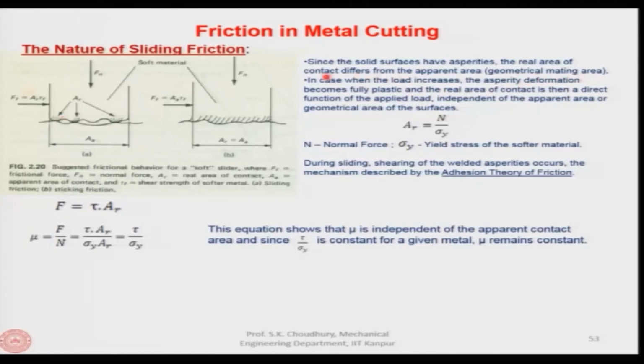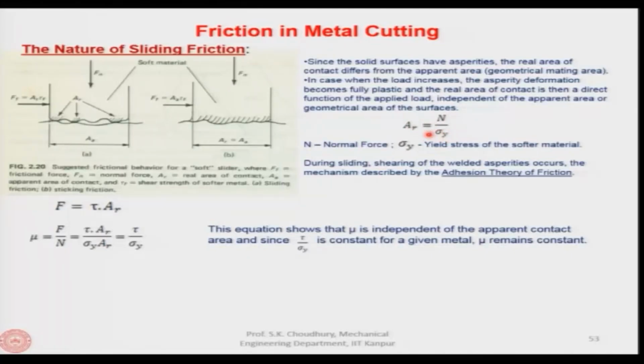This differs from the apparent area, and apparent area is the geometrical mating area that depends on the size of the parts. In case the load increases, the asperity deformation becomes fully plastic. This is the normal load that we are talking about, and the real area of contact is then a direct function of the applied load. So, when the force is increasing, we can write that the real area of contact is equal to N by sigma y.